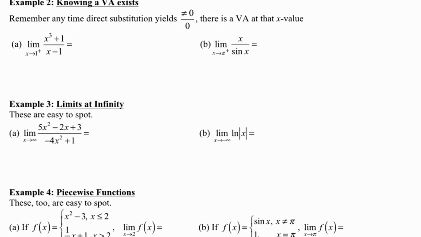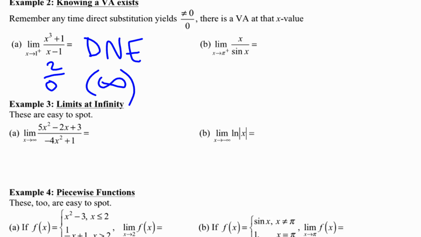The next thing, if you know a vertical asymptote exists there, then it's going to be does not exist, okay, or positive or negative infinity, but you can always write does not exist. So if we just plug in, do our direct substitution, on the top we get 2, on the bottom we get 0. It's not 0 over 0, so that just tells us it does not exist. And technically in this case it ends up being positive infinity if you wanted to write that.